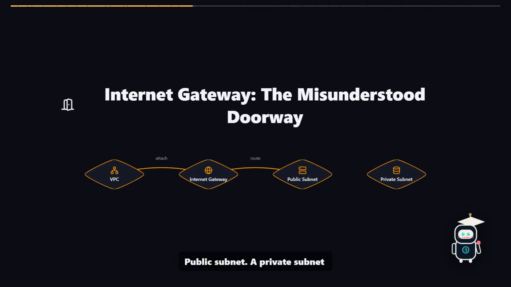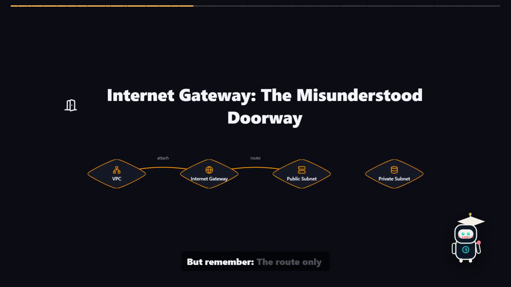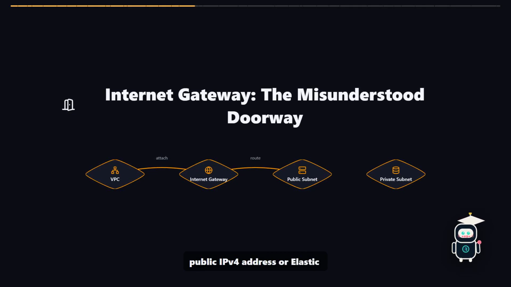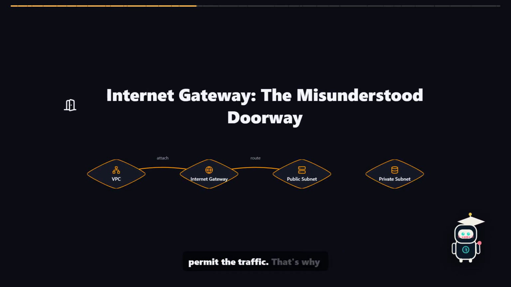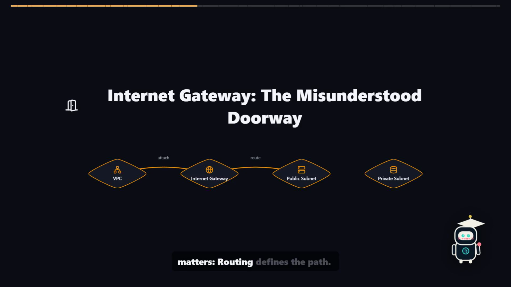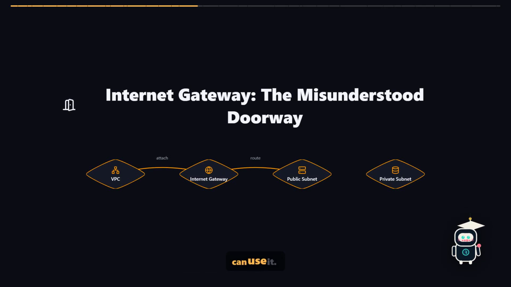A private subnet does not have a direct route to the internet gateway, but remember, the route only creates the path. An IPv4 EC2 instance still needs a public IPv4 address or elastic IP address to communicate through that public internet path. And the applicable security controls must permit the traffic. That's why the mental model from earlier matters. Routing defines the path. Addressing and security decide who can use it.